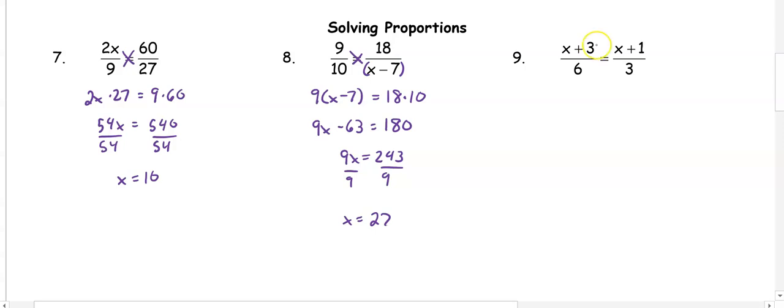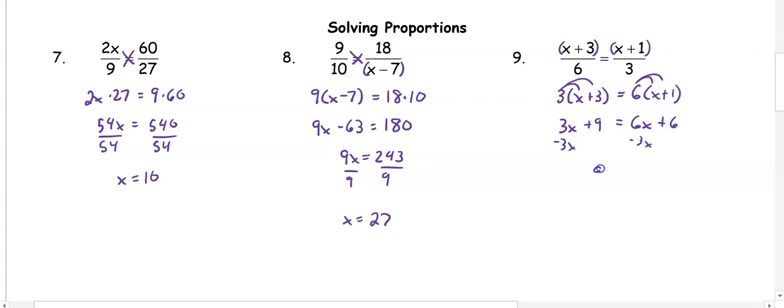In number 9, there's two quantities that we need parentheses around, x plus 3 and x plus 1. So when we cross multiply, we get 3 times x plus 3 equals 6 times x plus 1. We're going to distribute the 3, so 3x plus 9 equals, when we distribute our 6, 6x plus 6. We can subtract 3x from both sides, so 9 equals 3x plus 6. When we subtract 6, 3 is equal to 3x. When we divide, x equals 1.